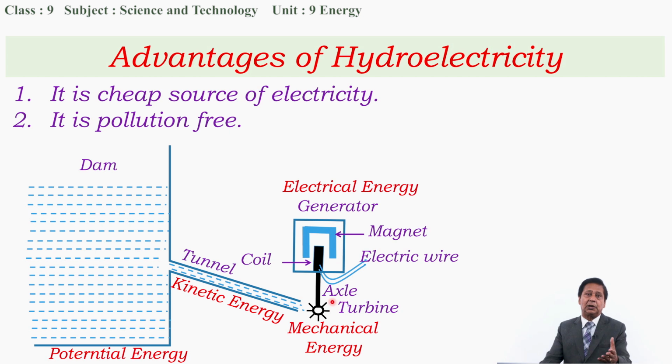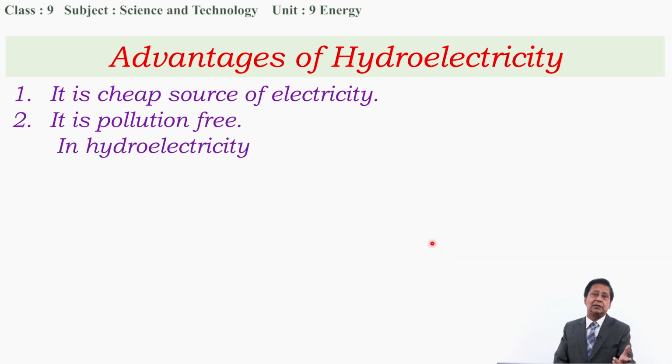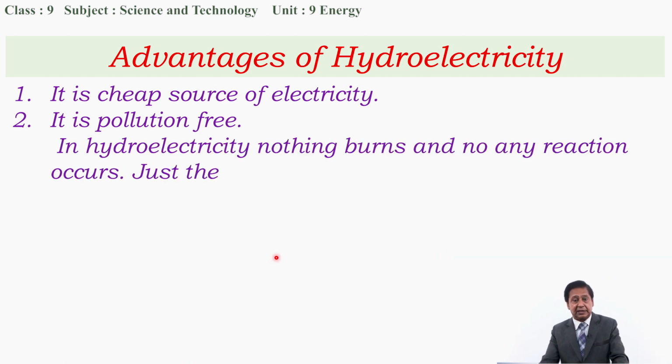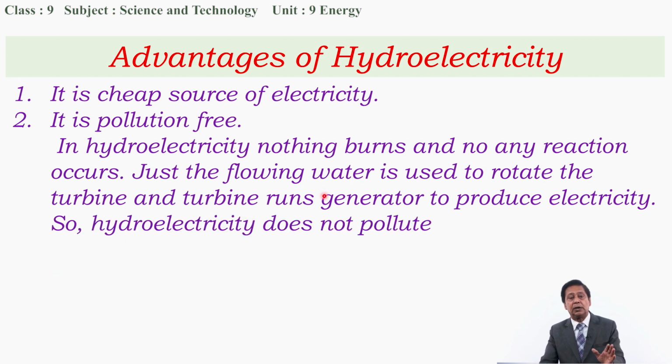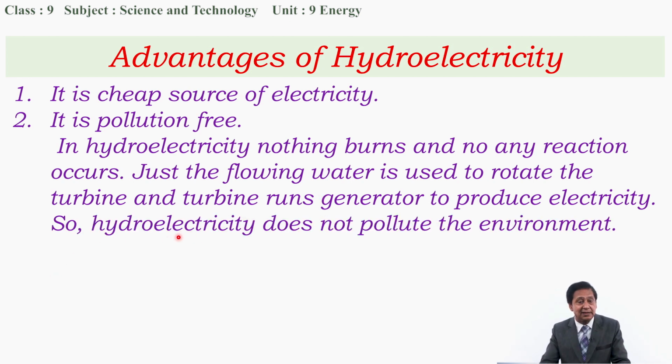There's no chemical reaction also. That's why it is pollution free. So we can write certainly like this also. Why is it pollution free? We can say in hydroelectricity, nothing burns and no reaction occurs. Just the flowing water is used to rotate the turbine, and the turbine runs the generator to produce electricity. So hydroelectricity does not pollute the environment. We can say like this.